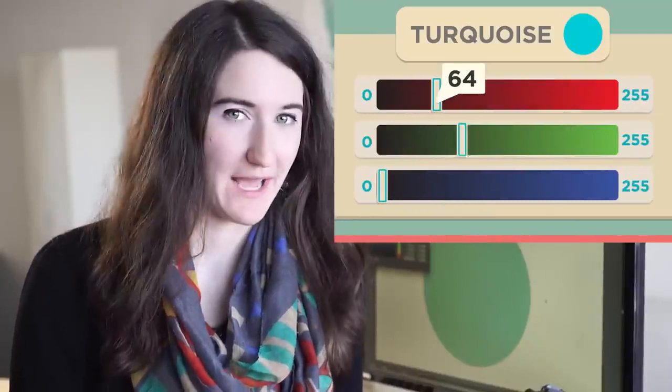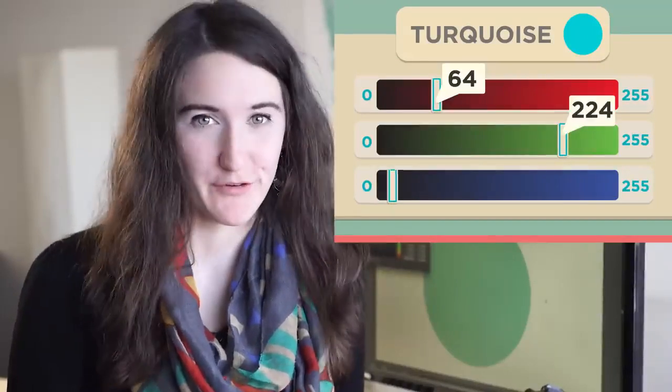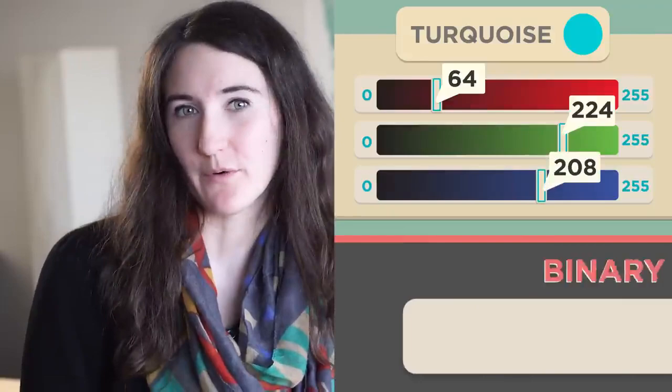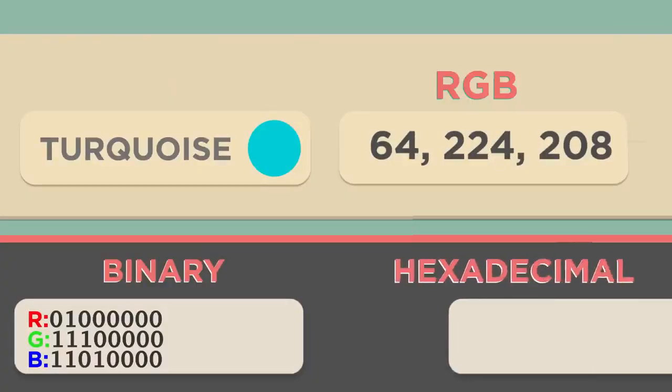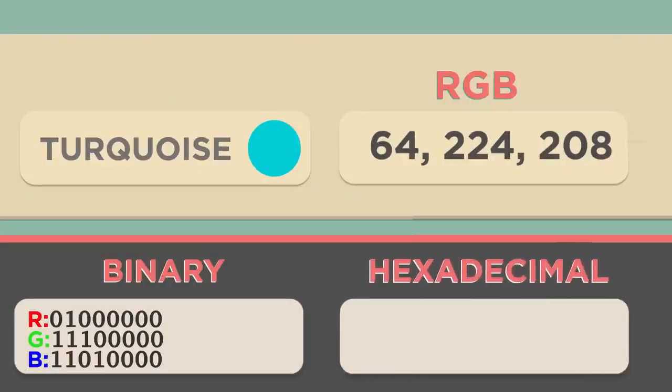We could represent a pixel of the color turquoise, for example, in our traditional decimal-based number system as 64 for a little red, 224 for a lot of green, and 208 for some blue. So rather than binary, digital artists often use the hexadecimal number system to represent colors.